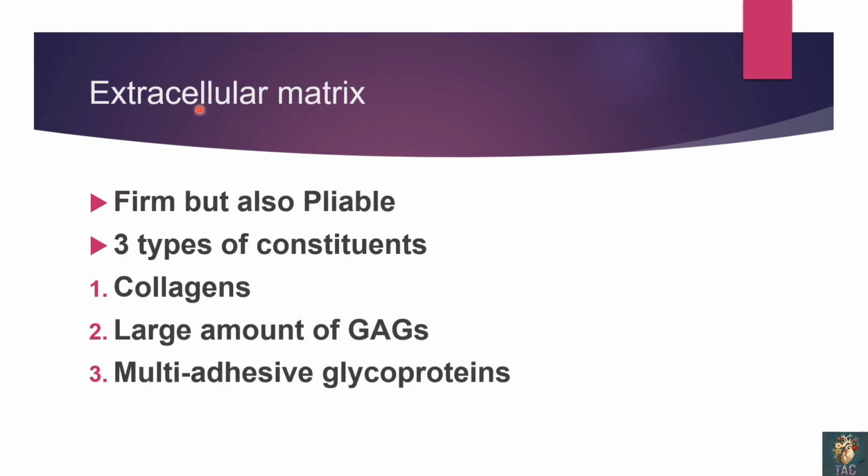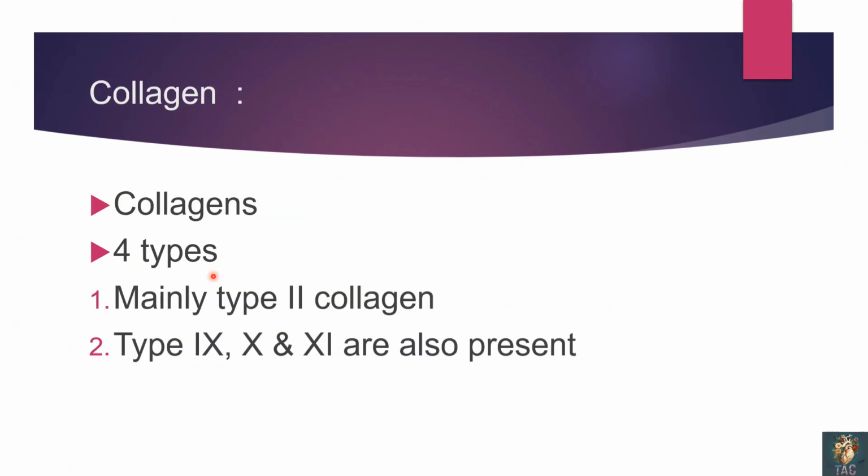So next is the extracellular matrix of the cartilage. Extracellular matrix is firm, but it is also very pliable. It consists of three main constituents: the collagen, a large amount of glycosaminoglycans, also called GAGs, and the multi-adhesive glycoproteins which are present in it. The type of collagen present in the extracellular matrix is mainly type 2 collagen, but in addition to type 2, type 9, 10 and type 11 are also present.